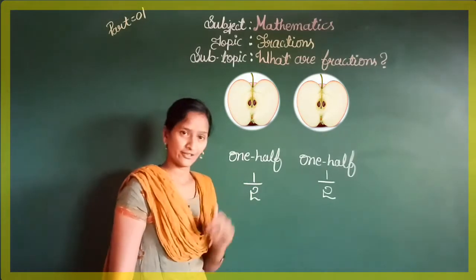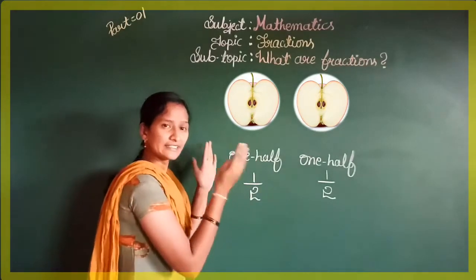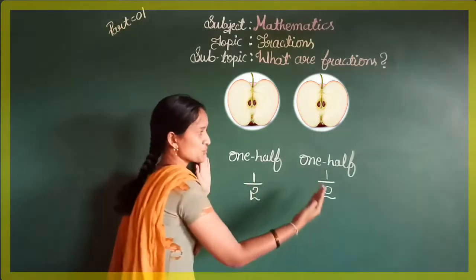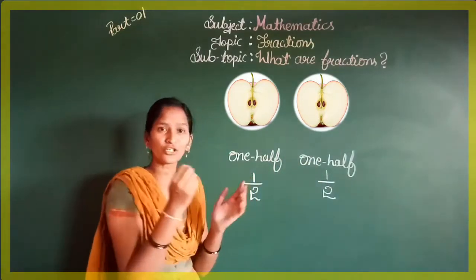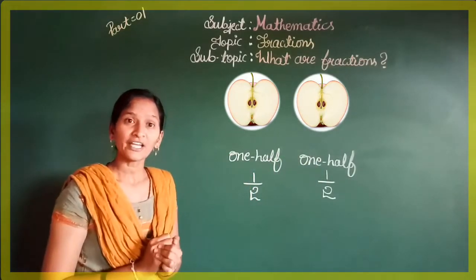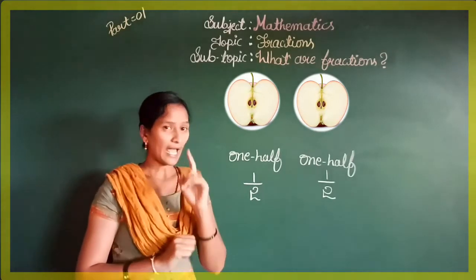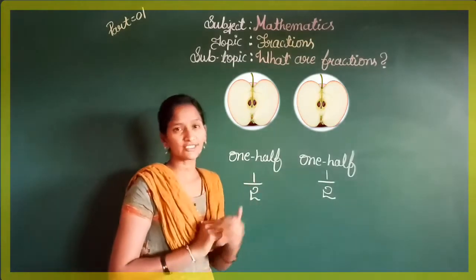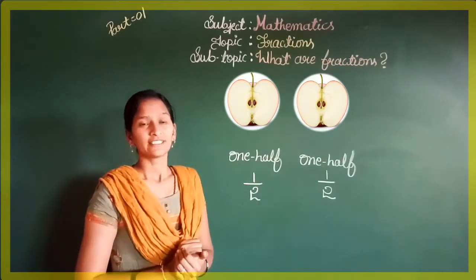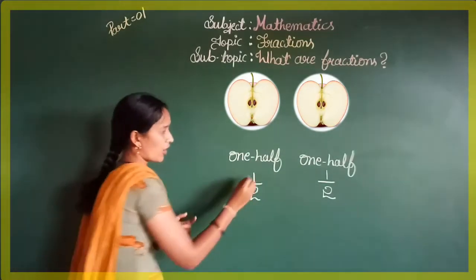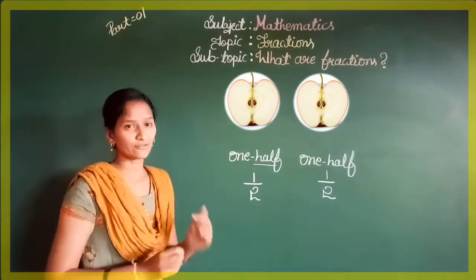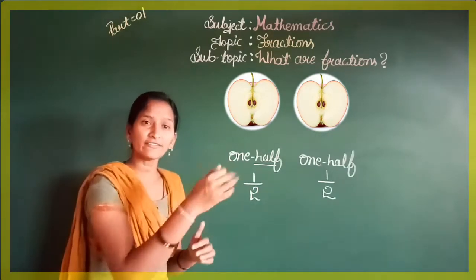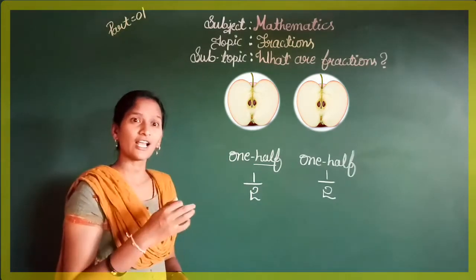All are also right. If you combine these 2 pieces, what will you get? Again you are getting one complete apple, right? So here, how many halves are there? Yes, children. Here, half is a singular word. It is only singular. So more than one is halves.